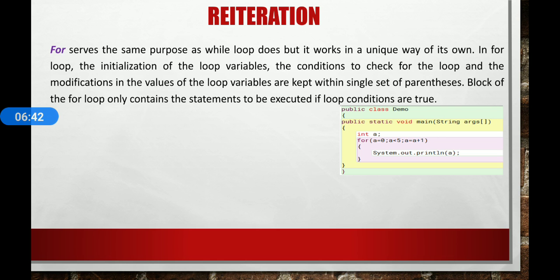Here we have declared the variable A, and the for loop is given a value of A equal to 0. It means that the initial value of A is 0. Then the condition, A is less than 5. Then the modification statement to increase the value of A. So when this loop executes, it will display the value of A.